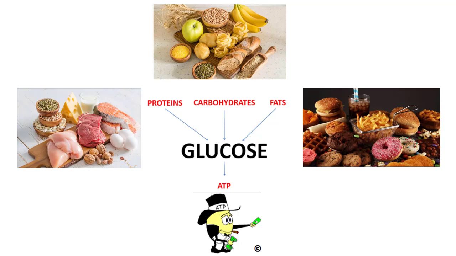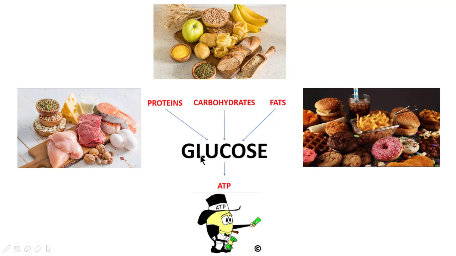So glucose is a simple sugar with a molecular formula of C6H12O6, and it is the most abundant monosaccharide, which is a subcategory of carbohydrate. So we can say our body mainly consumes monosaccharide.